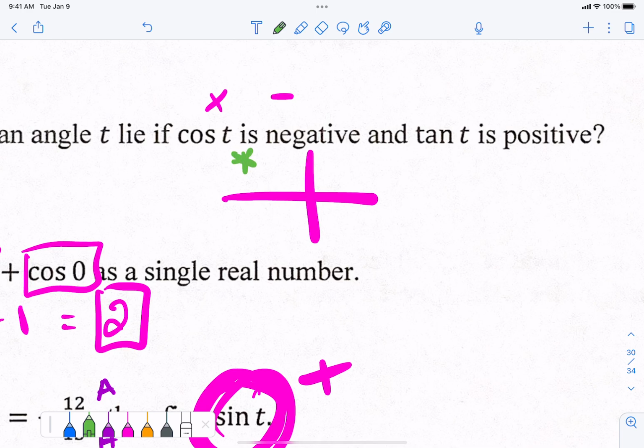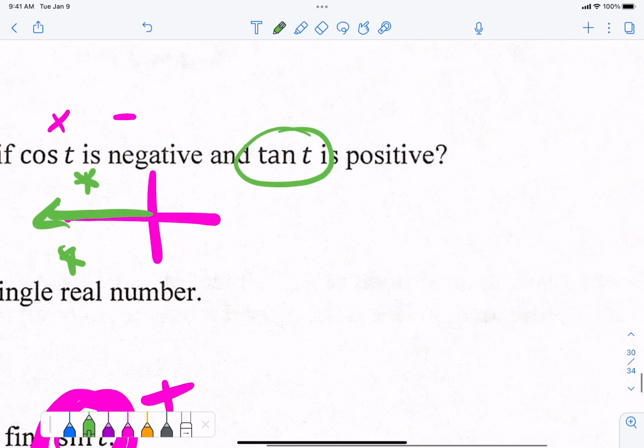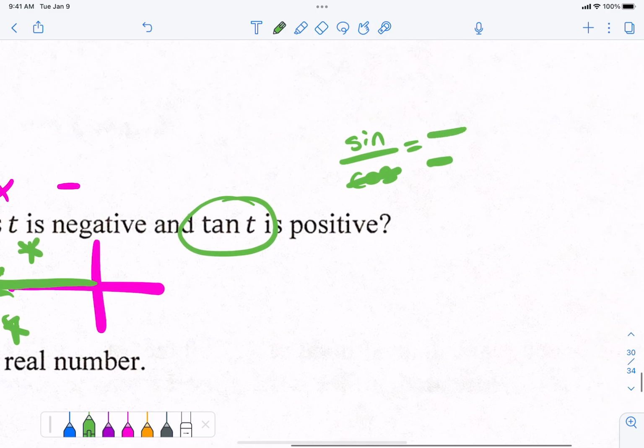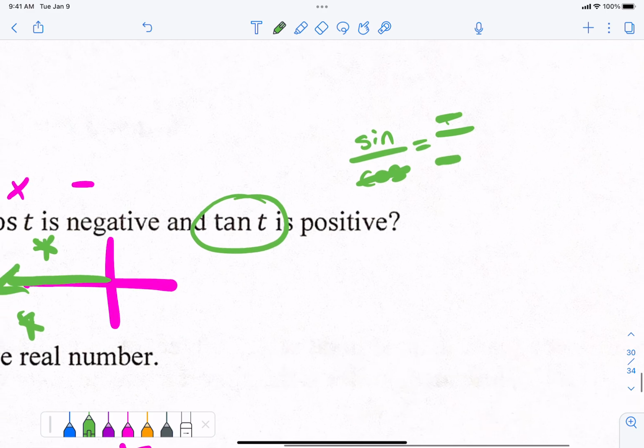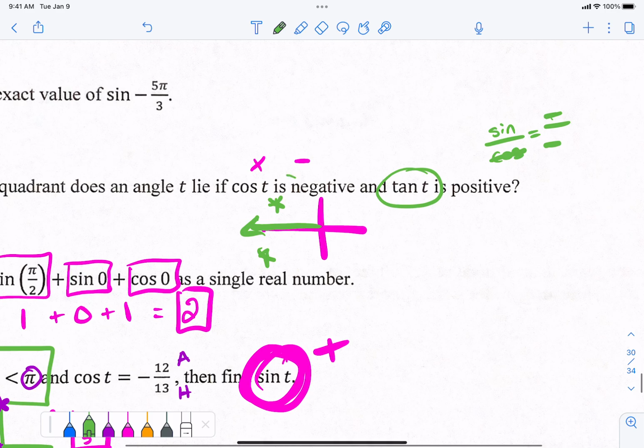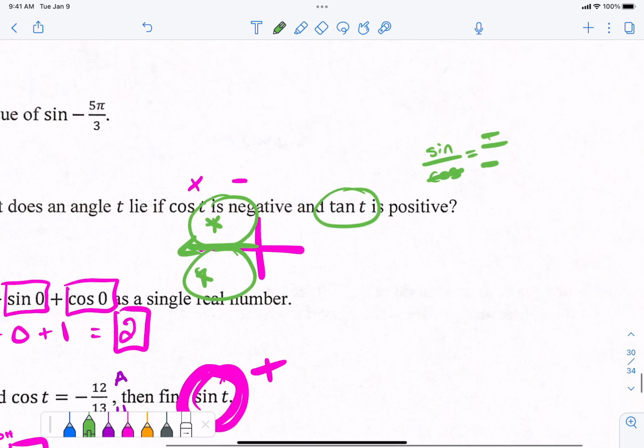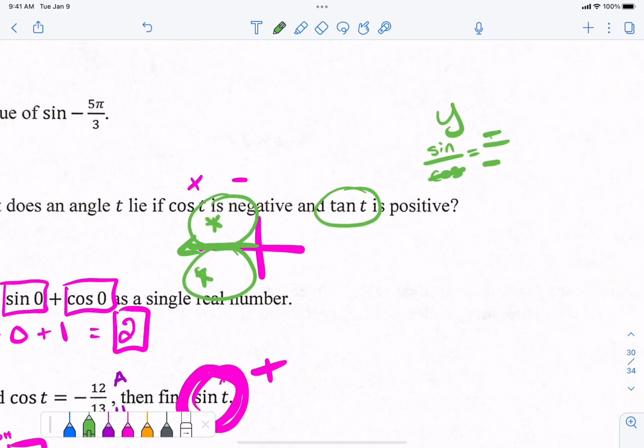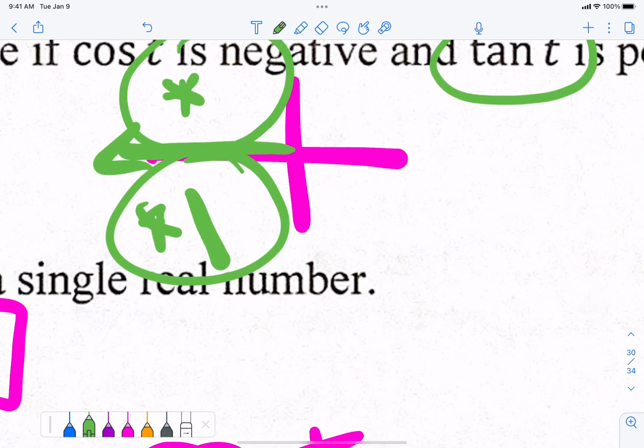2 and 3, right? X negative means we're going to the left. In which one of those is tangent positive? Tangent is sine divided by cosine. If we know that cosine is negative, and we want this to be positive, that means sine has to also be negative, because a negative divided by a negative is a positive. So which of these quadrants, 2 and 3, has sine negative, or the y coordinate negative?